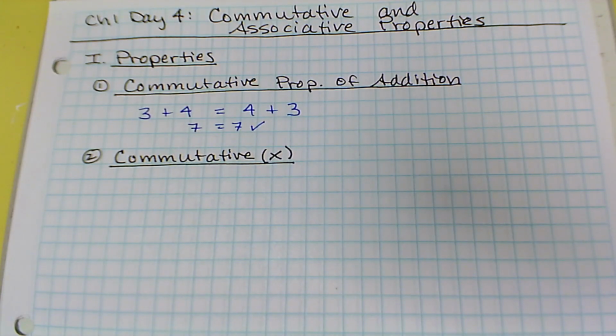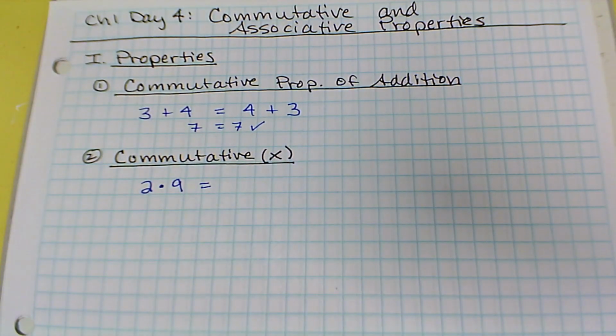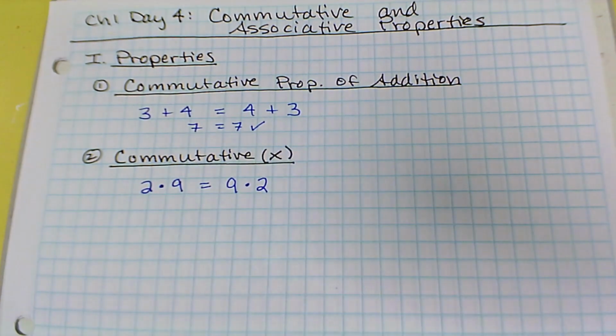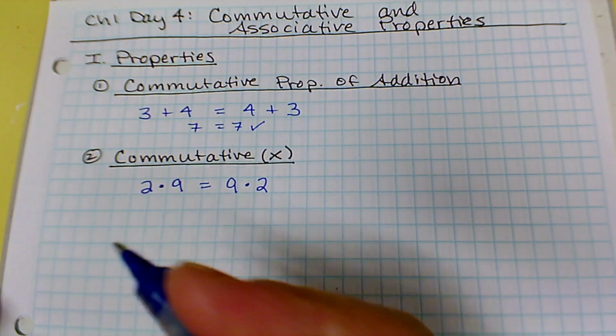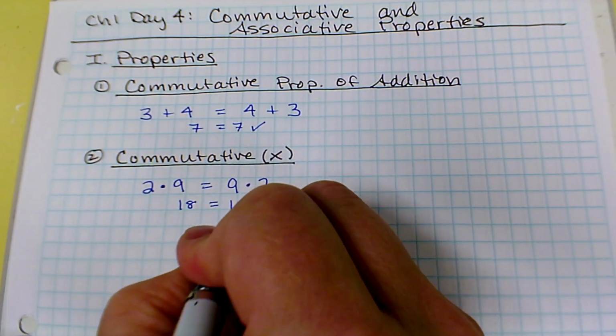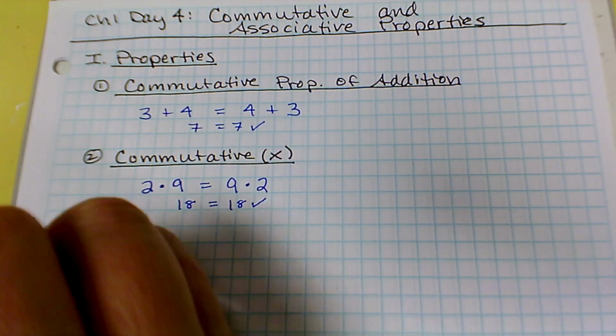And this is something that I suspect you do anyway, because you tend to multiply what's convenient. So for example, if you have 2 times 9, the commutative property says you can flip it around into 9 times 2, and you're going to get the same thing because 2 times 9 is 18, and 9 times 2 is 18. So you can flip around multiplication anytime you want, anytime it's convenient. So remember, commutative is like cars, commuting, moving back and forth.